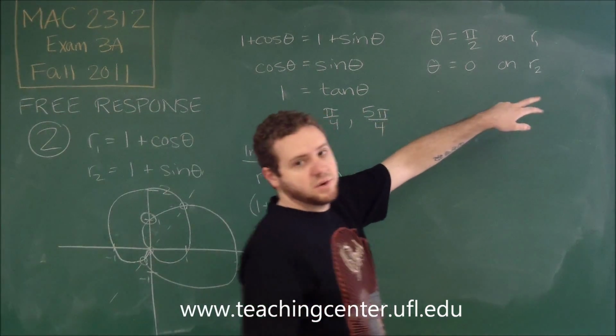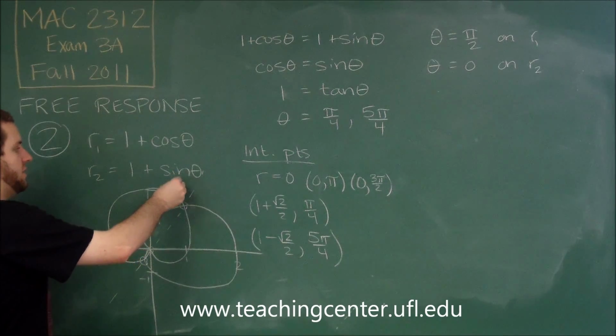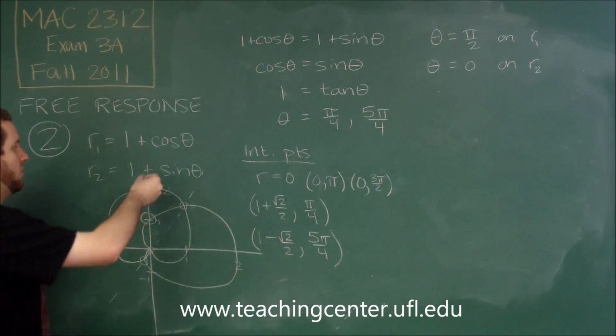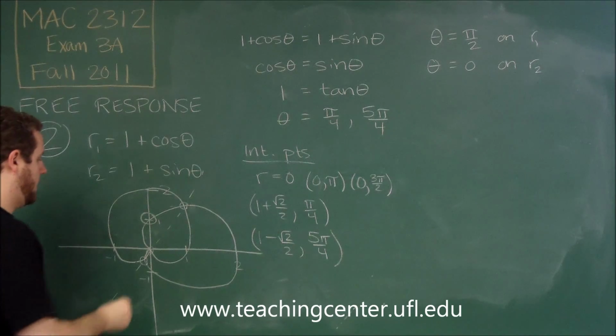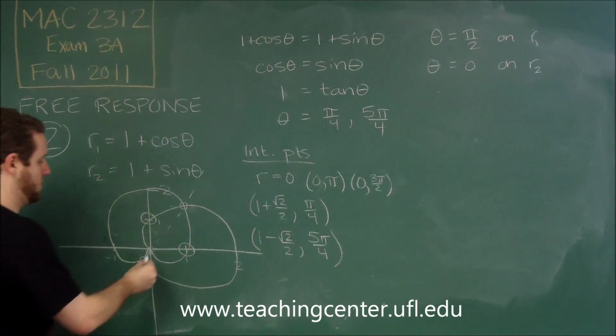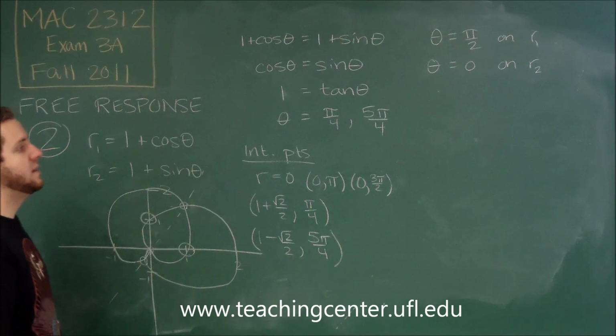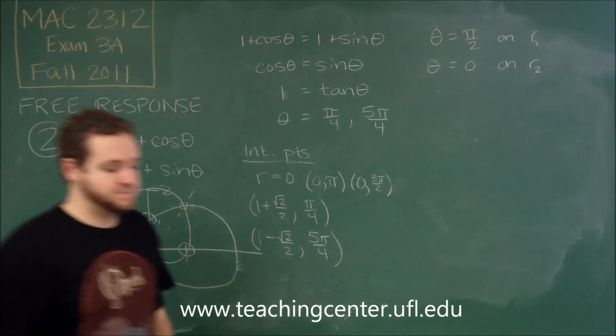What about theta equals 0 on R2? Well, R2 is this one, 1 plus sine theta. Theta equals 0 should give us sine of 0, which is 0. 1 plus that should give us 1. And again, that's right here, where I had originally drawn the graph. Remember, theta equals 0 is straight to the right. So those are those two extra points that they wanted you to label.